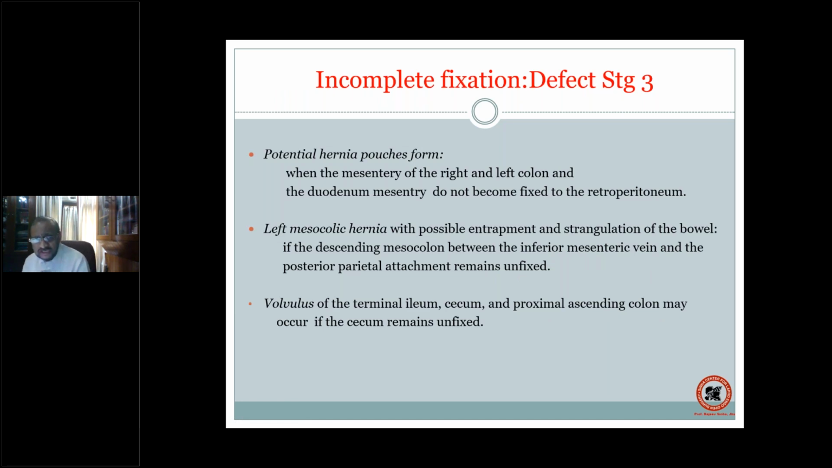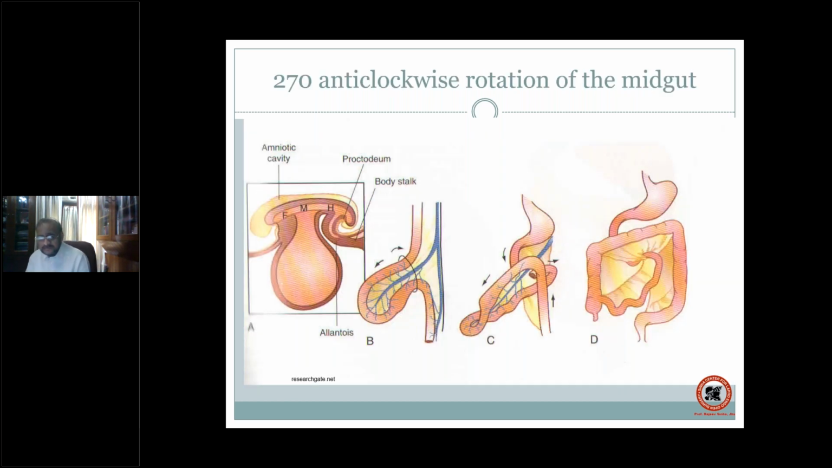With incomplete fixation, the defects in stage 3, you can have potential hernia pouches, you can have a left mesocolic hernia, which is a possible entrapment and strangulation of the bowel with the descending mesocolon. You can have volvulus of the terminal ileum, cecum, and proximal ascending colon, if the cecum remains unfixed. So see, each stage of rotation could have its own defects, and they can all give rise to very well-known causes of congenital obstruction. This is how it looks. This is another figure starting from the embryo lying inside the umbilical cord. See, this is the anti-clockwise rotation occurring like this, and this is the final figure that we have in the patient, right?